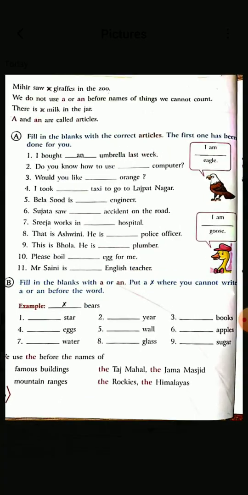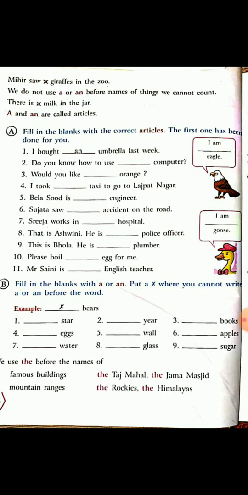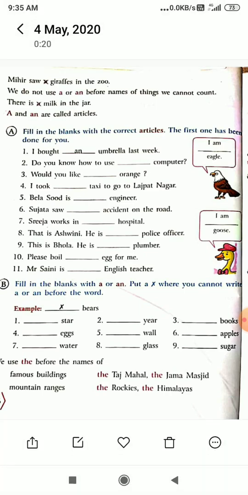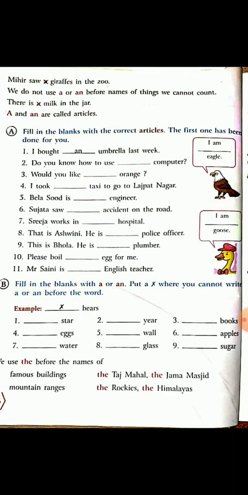Next is, we do not use a or an before names of things we cannot count. हम ऐसी things जिनको हम count नहीं कर सकते, we will not use a or an before them. Like there is milk in the jar. So milk cannot be counted. Okay, so it is given crossed here. No need to use a or an here. A and an are called articles, right?